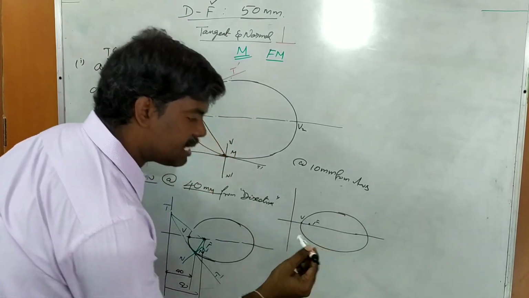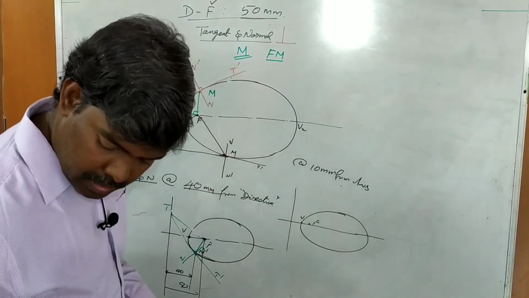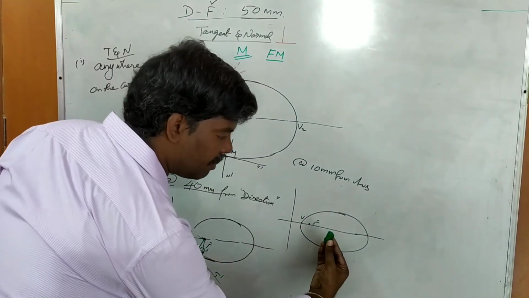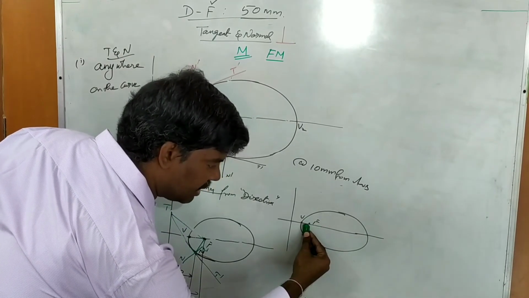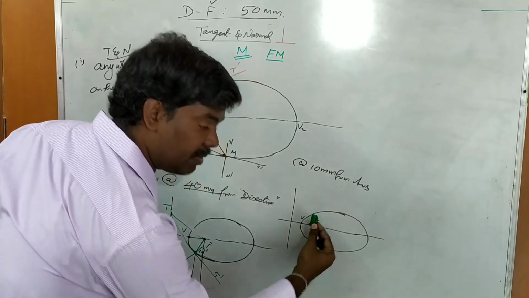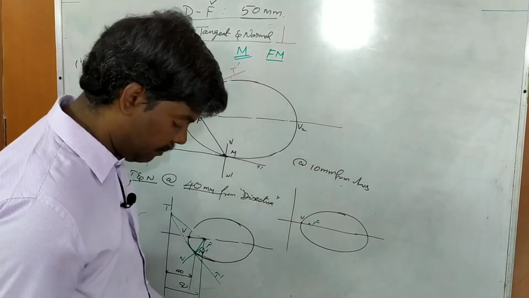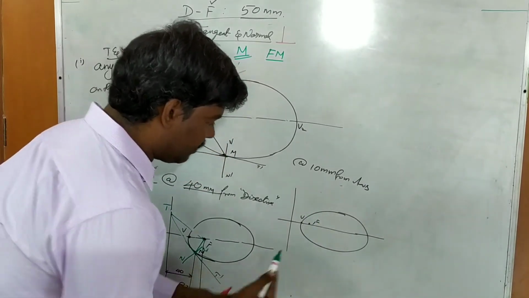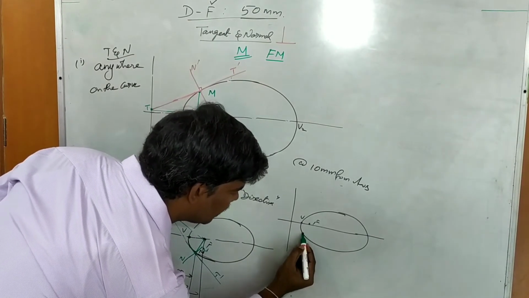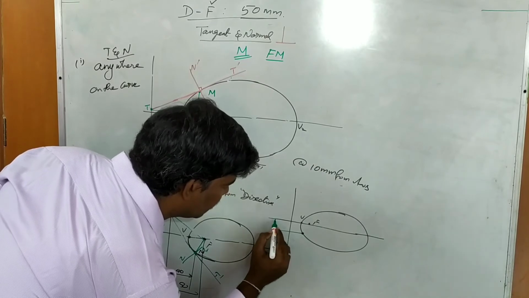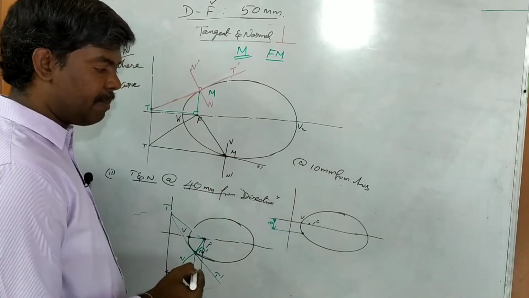So therefore, let us consider this is 10 mm height. So from the axis, that 10 mm where it is intersecting on the curve, either bottom side or top side, whatever, wherever, no problem. Clear? So like that, the vertical distance here is 10 mm. Let us assume this vertical distance is 10 mm from the axis.